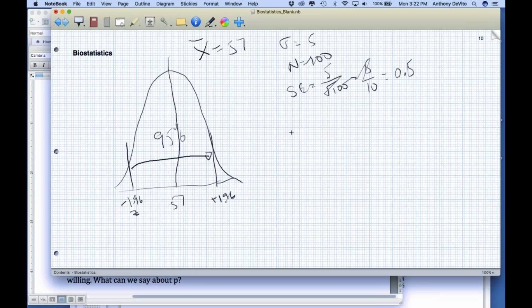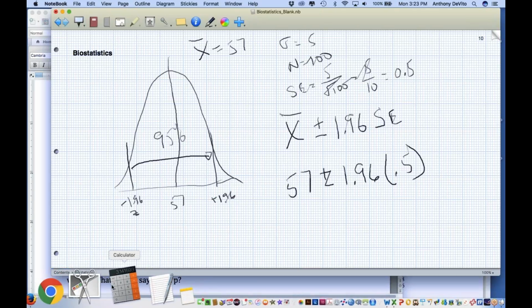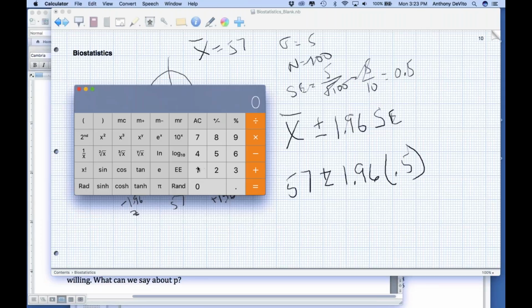Okay. So now, the way you're going to apply this formula, I'm going to calculate my confidence interval. My confidence interval is going to be X bar plus or minus 1.96. I'm going to take X bar, whatever it comes out to for my sample, and add 1.96 standard errors to that X bar. In this case, the standard error is equal to 0.5. So X bar is 57 plus or minus 1.96 times 0.5. Okay, let's see what that comes out to. 1.96 times 0.5 is equal to 0.98.